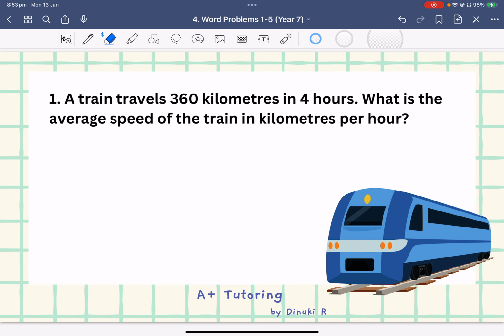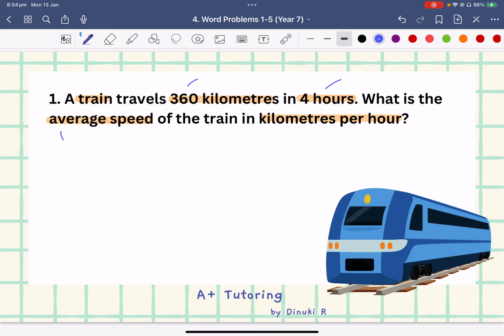Now that you've had a chance to read through, let's go through the actual question and find the key pieces of information. A train travels 360 kilometers in 4 hours. What is the average speed of the train in kilometers per hour? So we know that it travels 360 kilometers within a time period of 4 hours. We're being asked to figure out the average speed, and we need to give our answer in this format, kilometers per hour.